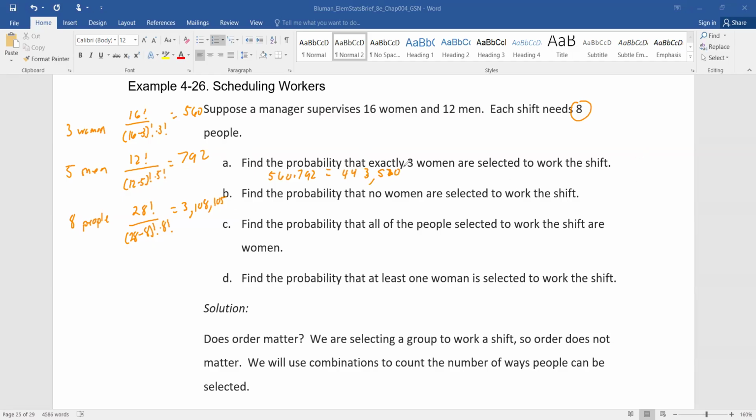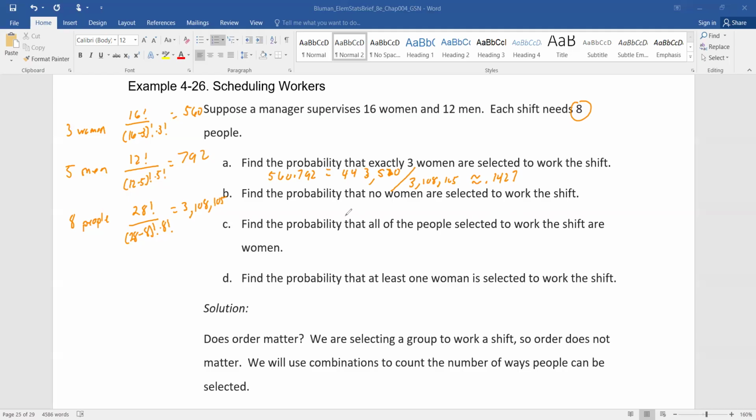To find the probability, I now take that and divide it by 3,108,105. When I do that, I get about 0.1427. So I have a 14.27% chance that exactly 3 women will be selected for an 8-person shift out of 28 people.